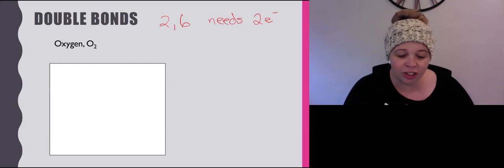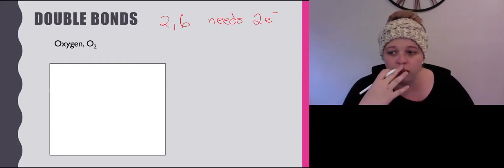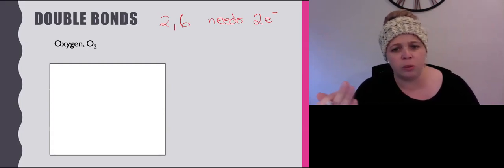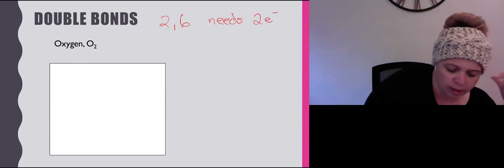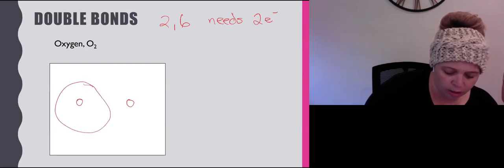Now, oxygen, the gas that's in air, is O2. Now, why is it O2? How can this work? If they share one each, they're only going to have 7 in their outer shell. So let's just see what I mean by that. If you had 2 oxygen atoms, I'm only drawing their outer shells.